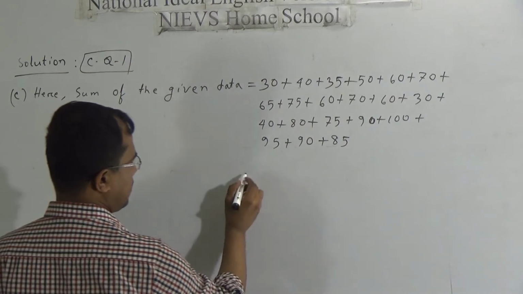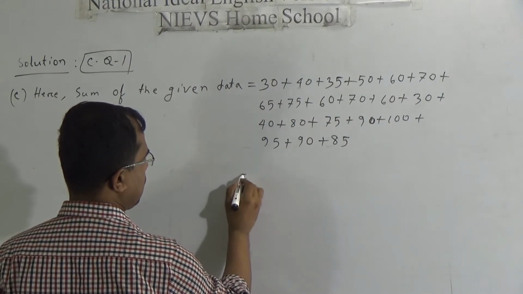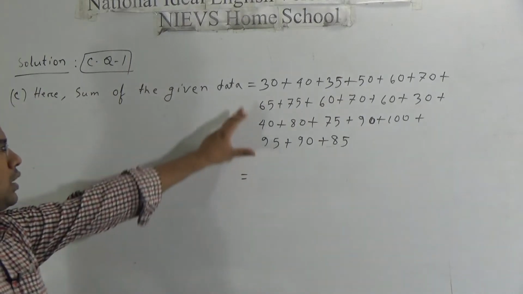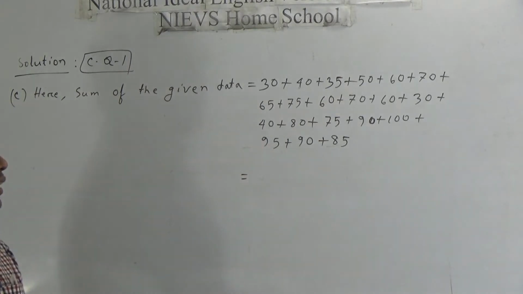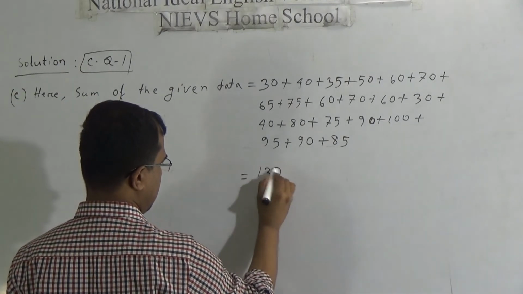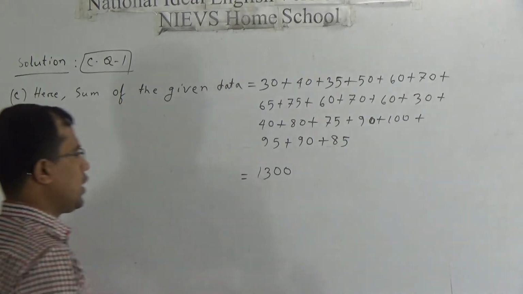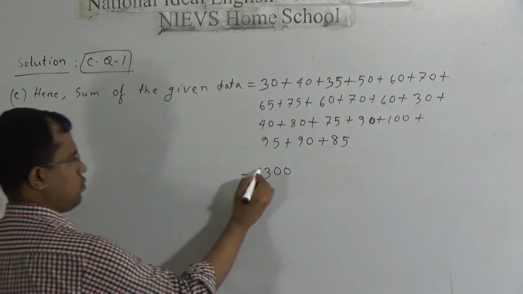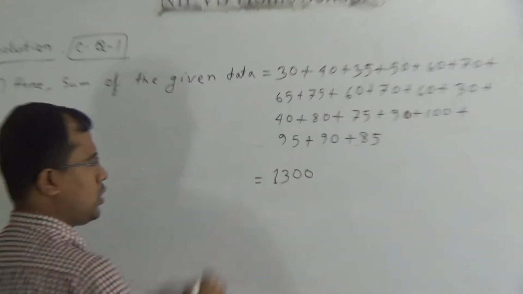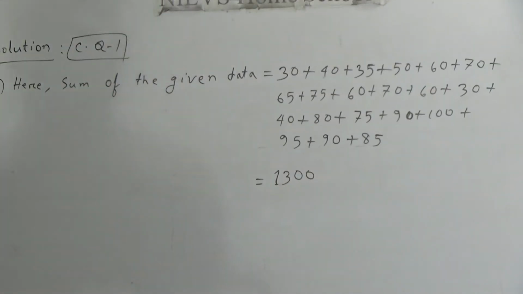Okay, dear students, now we'll find out the sum of these numbers. Here if we add these 20 numbers, then its sum will be 1300. That means 1300. Here number of data is 20. So we have to divide this 1300 by 20 for getting the arithmetic mean.